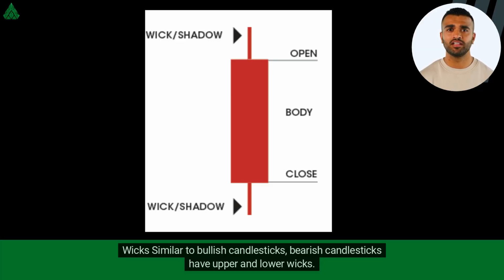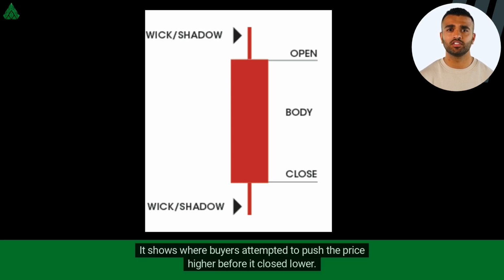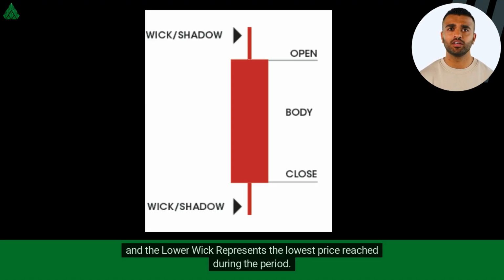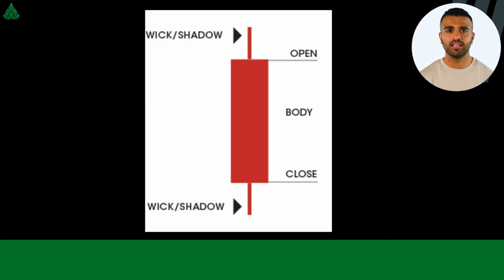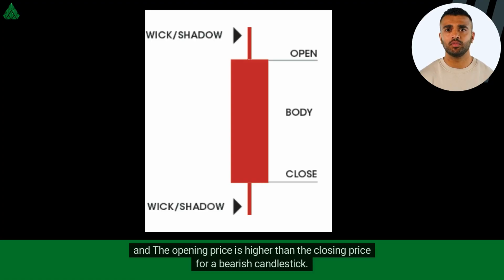Wicks are similar to bullish candlesticks. Bearish candlesticks have upper and lower wicks. The upper wick represents the highest price reached during the period. It shows where buyers attempted to push the price higher before it closed lower. And the lower wick represents the lowest price reached during the period. It indicates where sellers pushed the price down before it closed higher. The closing price is lower than the opening price for a bearish candlestick, and the opening price is higher than the closing price.